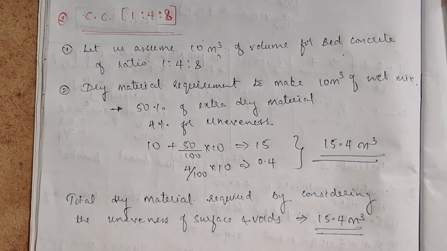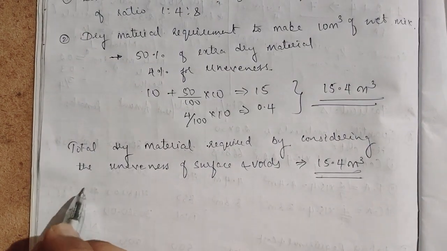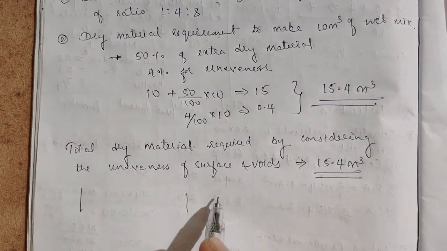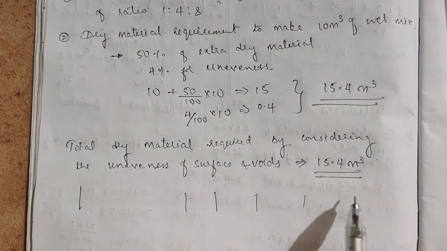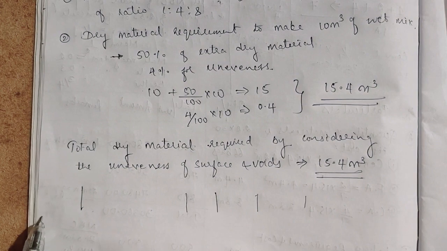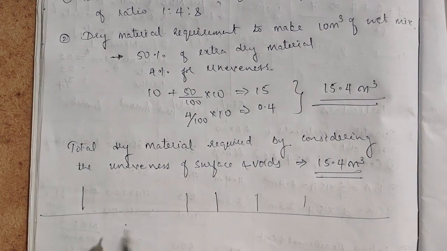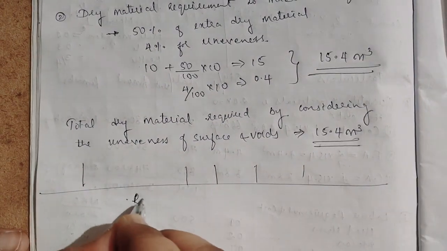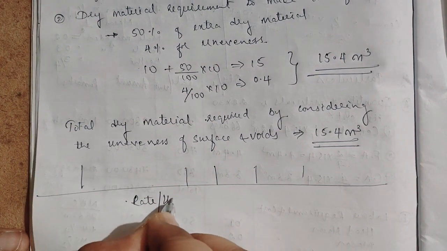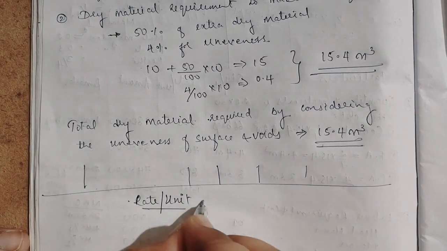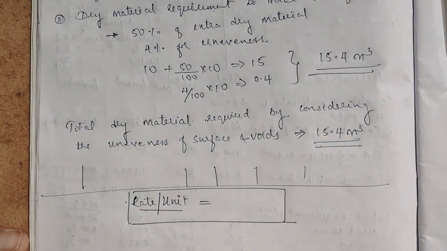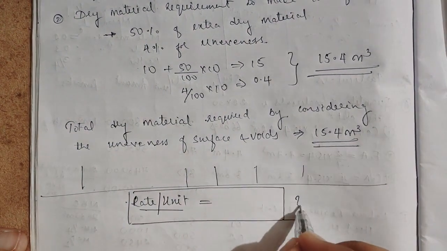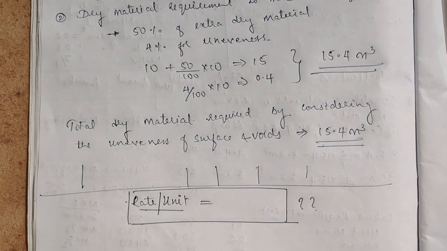Then you have to tabulate serial number, particulars, quantity per number, rate per unit, amount, and also the remarks. You calculate it and tell me the answer in rate per unit in the comment box. What will be the rate per unit? So I'll be waiting for your comment.